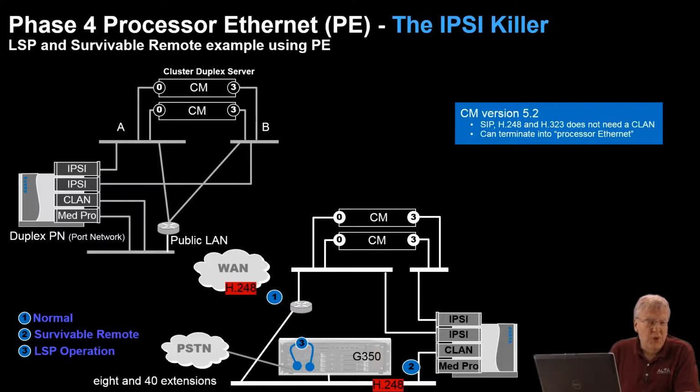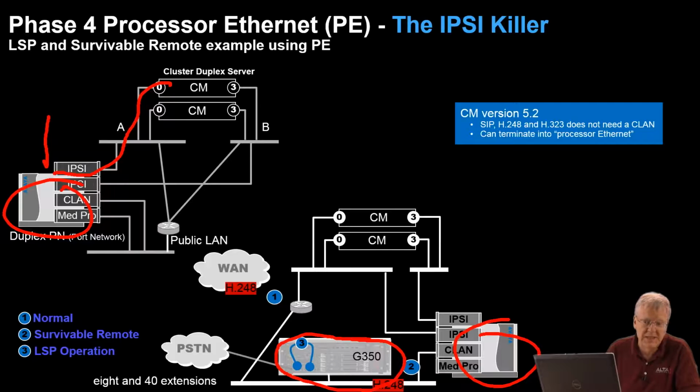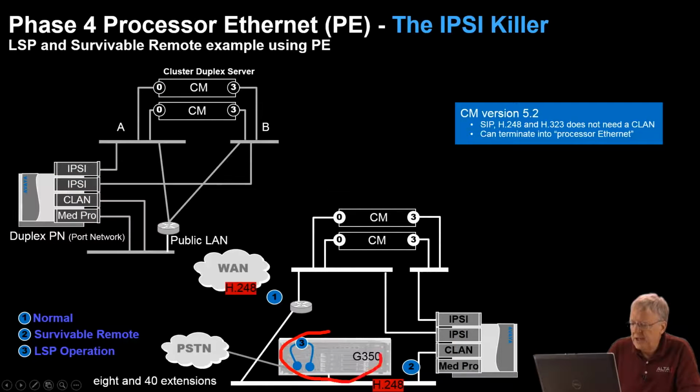Now, in phase 4, Avaya does another wonderful thing to the product. They add processor Ethernet. Now, to show you the value of this, let's take an H.248 controlled gateway, which, by the way, is simply the H.248 version of what the G650s are doing. They're just using a proprietary connection through the IPSI, but they are media gateways nevertheless. But let's go ahead and add an H.248 gateway, and here's the bad news. The H.248 gateway cannot go directly to a communications manager. It doesn't have an IPSI.